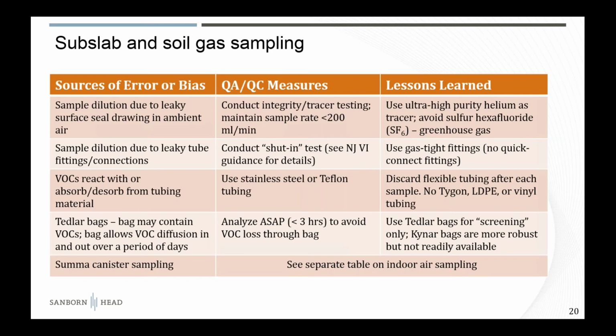You want to be aware of, be careful with VOCs reacting or absorbing or desorbing from your tubing. So the standard practice is to use either stainless steel or Teflon tubing for this type of sampling. Maybe an exception here is if you're using a peristaltic pump to get screening samples from a subslab port or an exterior soil gas.